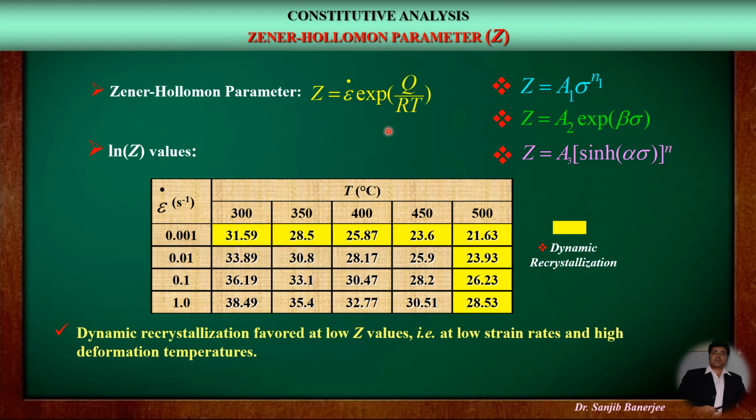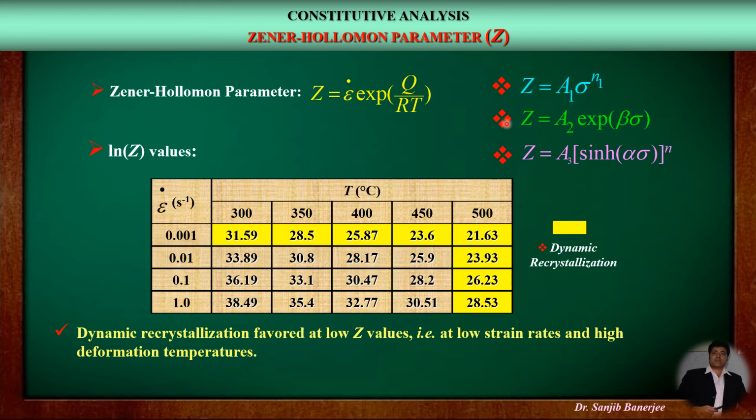Now considering the different constitutive models, when we substitute the value of the strain rate, that is epsilon dot, we get different values of the Zener-Hollomon parameter, or Z. For example, in the first case, for the power law equation, when we substitute the value of strain rate, we get Z is equal to A1 into sigma to the power of n1.